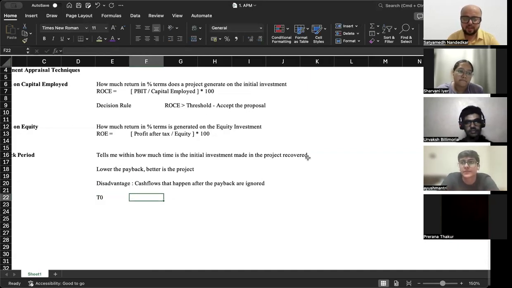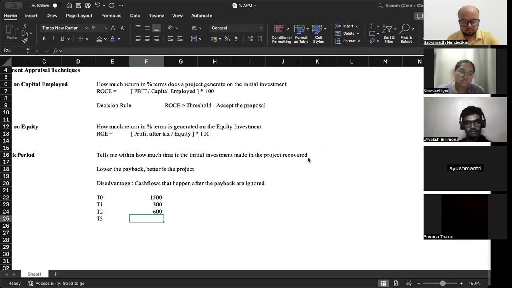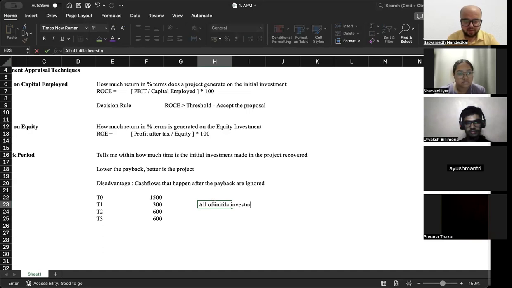Let's assume that there is an initial investment of 1500 made in a particular project. Then you recover 300. Then you recover 600. T3, another 600. So initial investment 1500. All of that is recovered by the end of year 3. All of initial investment is recovered by end of year 3. So payback period is 3 years.